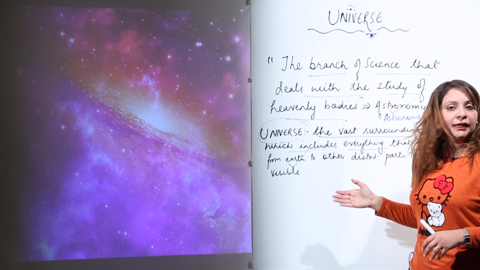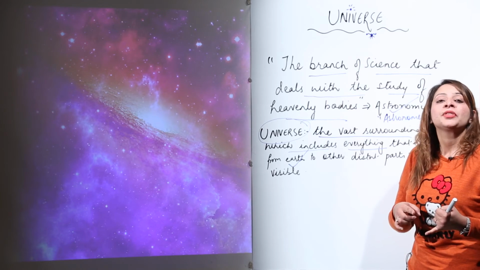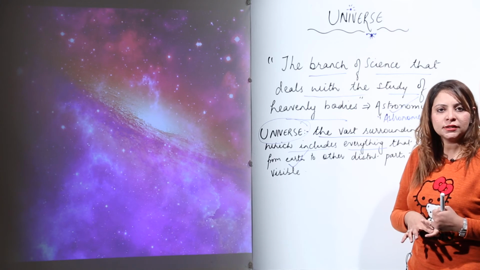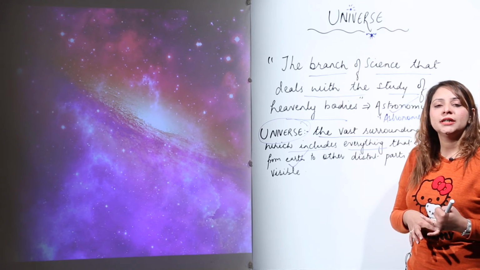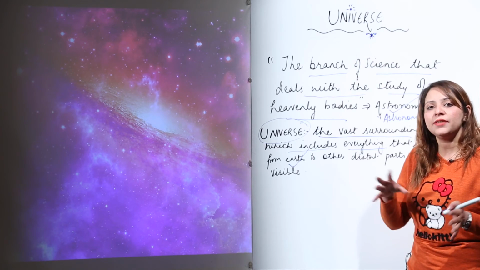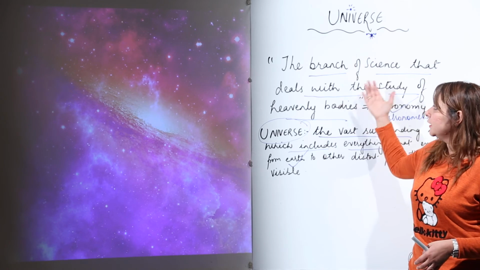So we are going to study here all the celestial bodies like the stars, the different planets which are present in the solar system. Moreover, the meteors, the meteorites, the asteroids, the satellites. So we are going to study everything in detail. So this is a basic introduction to what a universe is.